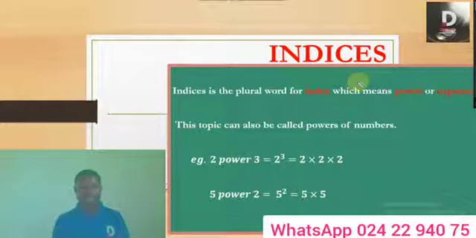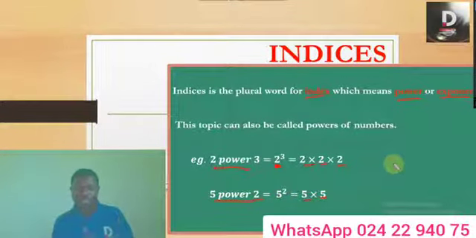Great, right? So indices comes from the word index, which means what? Power, exponent. So I can say 2 index 3, or 2 power 3. This is what it means: raised to the power or exponent 3. It means the base is multiplying itself how many times? 3 times. So if you see 5 power 2 or 5 exponent 2, it means 5 multiplies itself twice. So the power will determine the number of times.